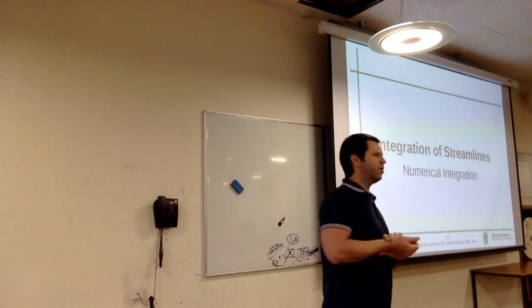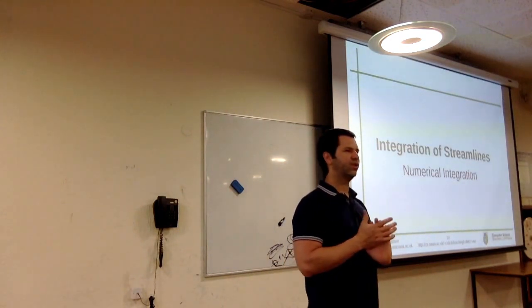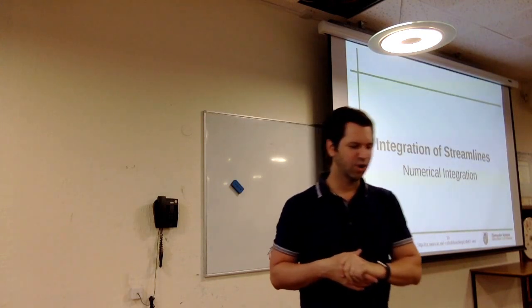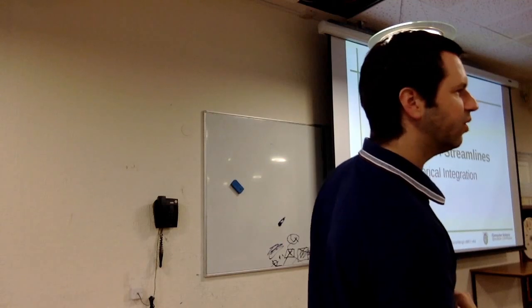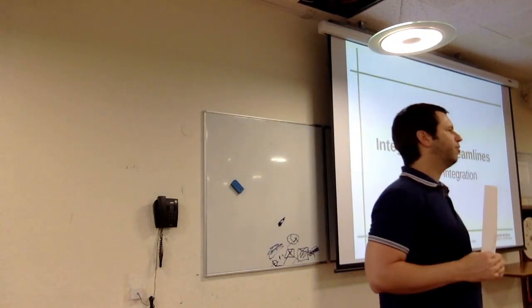Does anybody remember the curves we already talked about computing? We already talked about an algorithm to compute curves. They weren't called streamlines, though. They were a different kind of curve. Anybody remember?